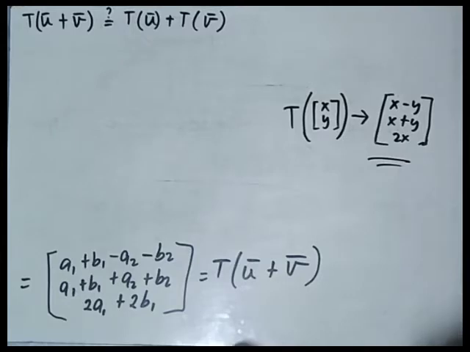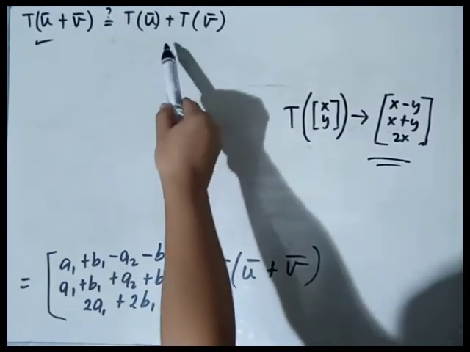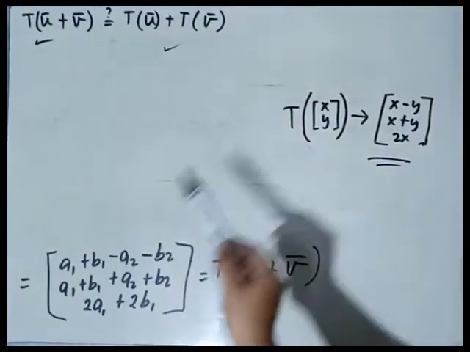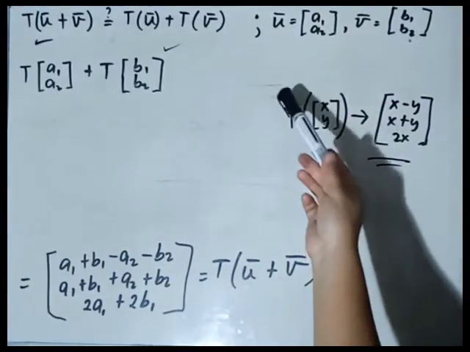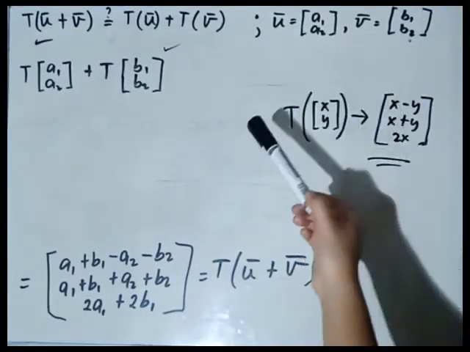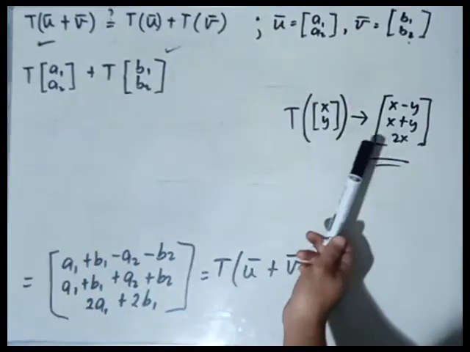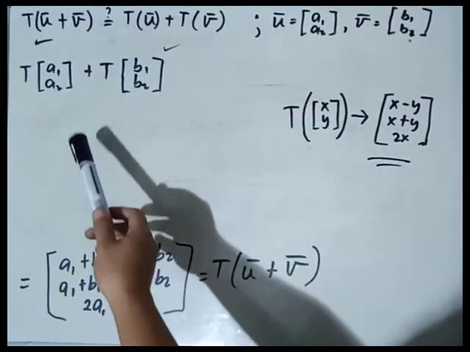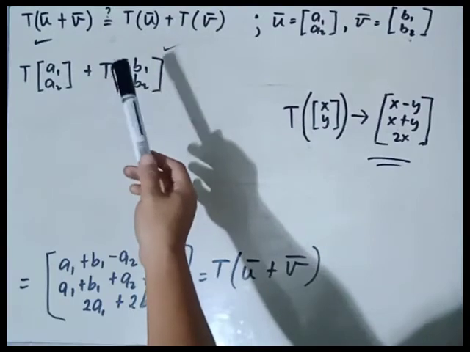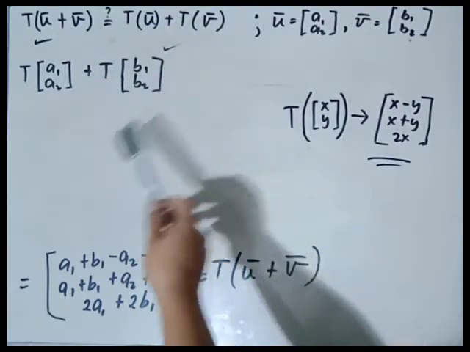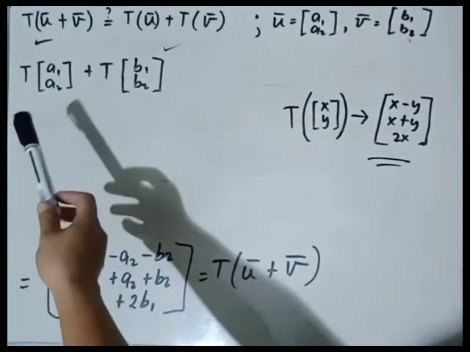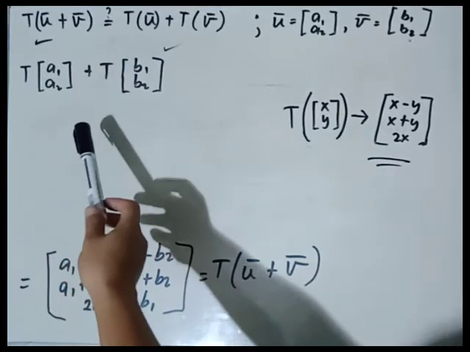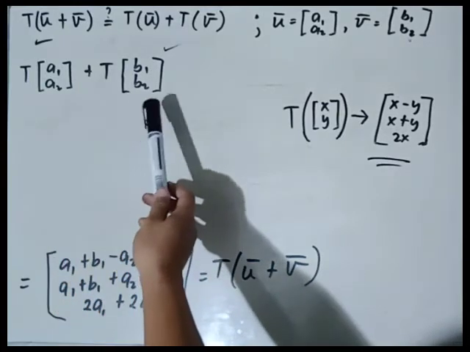So as you can see, we left our answer in our first term, so we're done with this. Now let's try to apply this one in our transformation. So having the same components of our vectors u and v, we will try to apply the rules in this transformation in the transformation of u plus the transformation of v. So that is the transformation of a sub 1, a sub 2, plus the transformation of b sub 1, b sub 2.